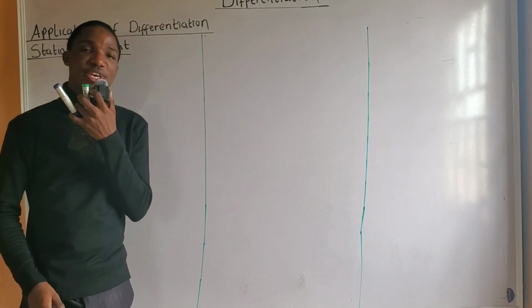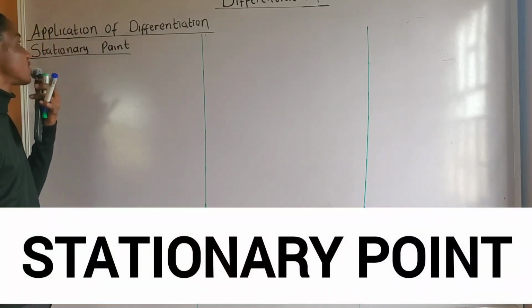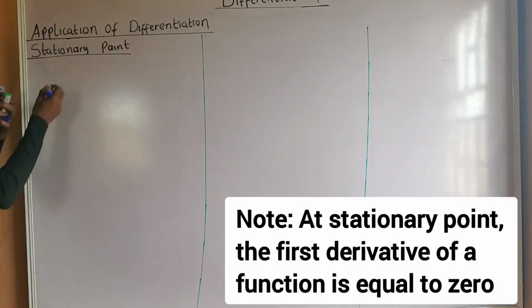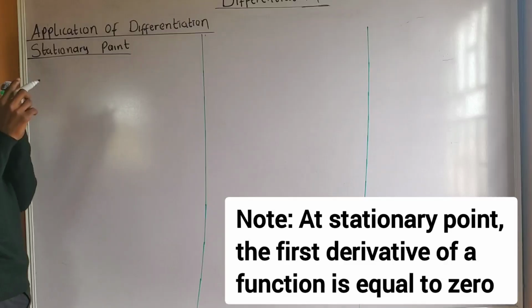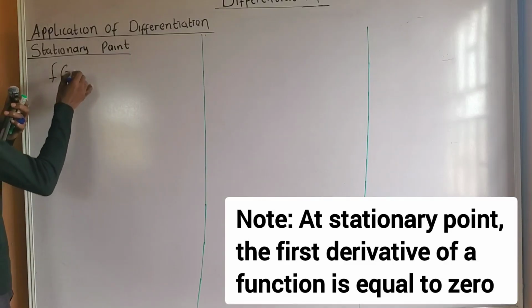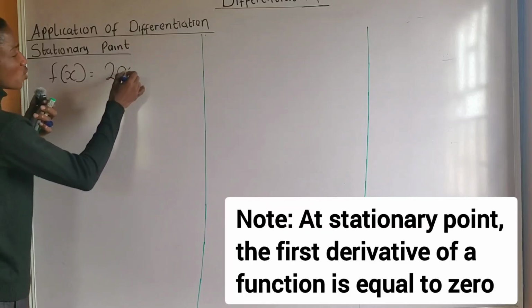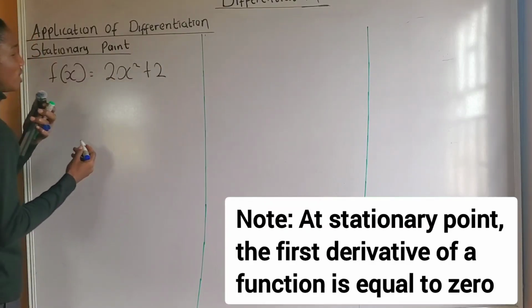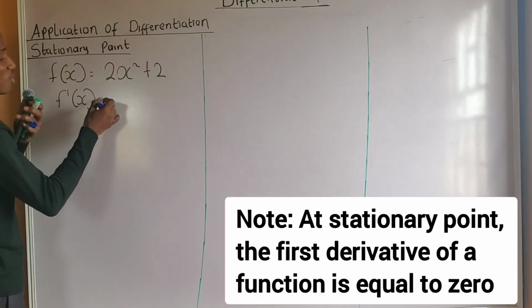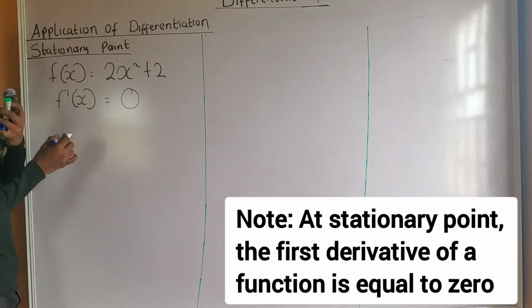In this class, we are going to learn how to find the stationary point of a function. At stationary point, the first derivative of a function is equals to 0. Okay, let's say we have a function f of x equals to 2x squared plus 2. At stationary point, the first derivative of this function f of x will be equals to what? 0. Are you getting it?